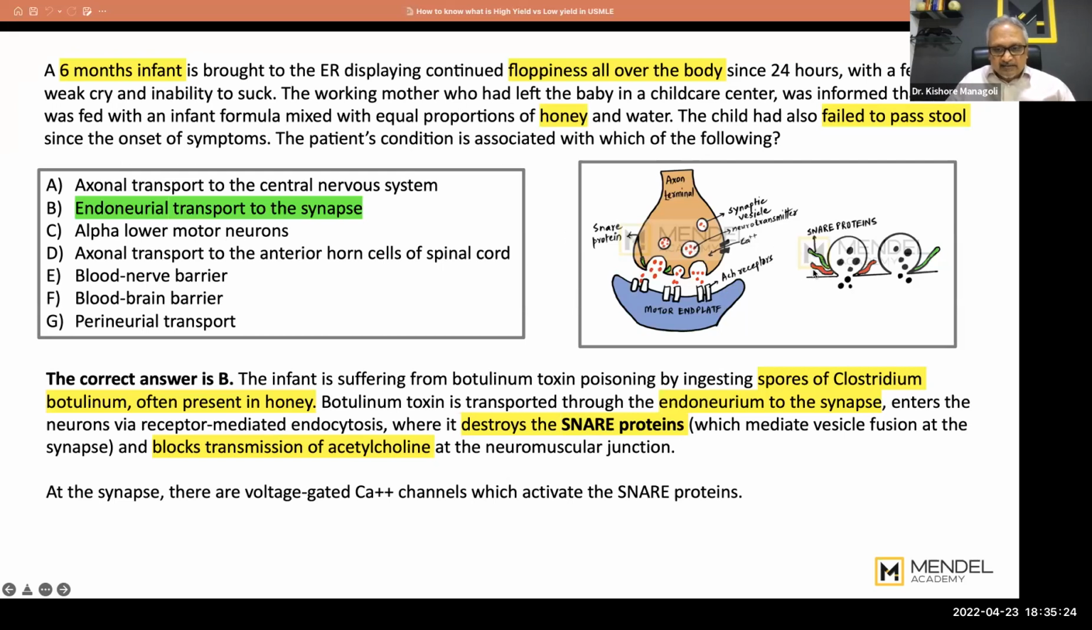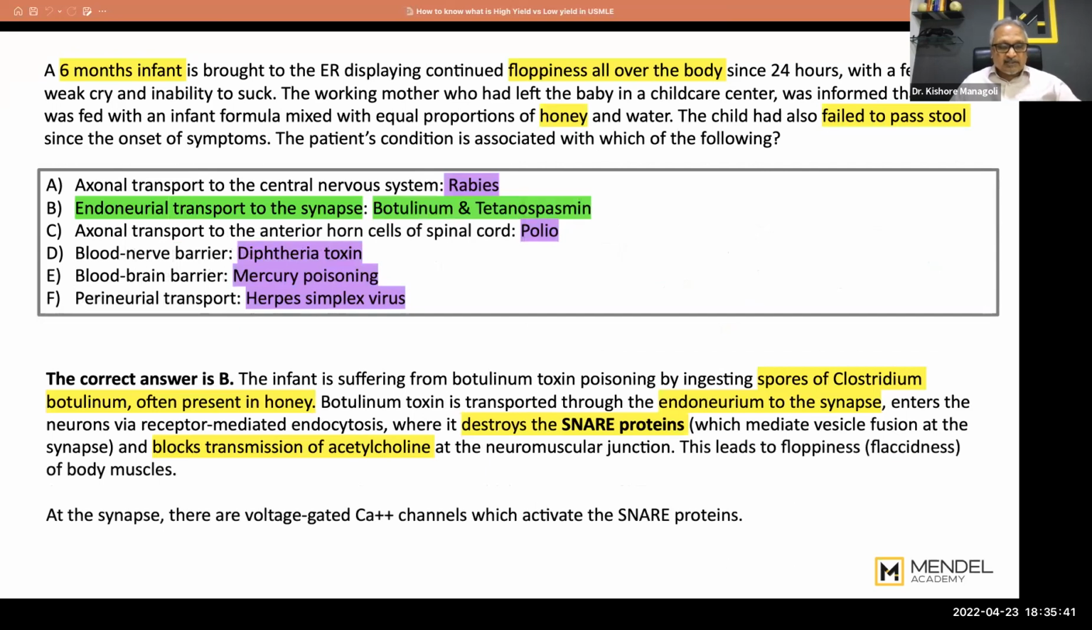So again, this is high yield information, and that will block the transmission of acetylcholine. And if transmission of acetylcholine is blocked, you know what happens? It leads to flaccidity of muscles. Now, talking about the endoneurium, we'll come to that again, sorry. We would like to know also about the wrong options.